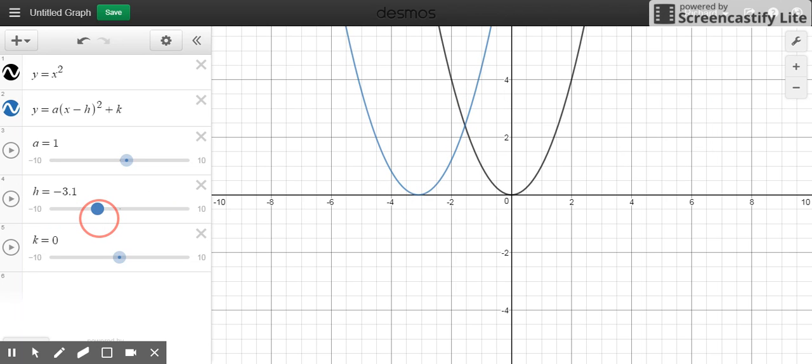And I want you to point out one key thing here. So let's say h was -3. What is this equation actually going to look like?